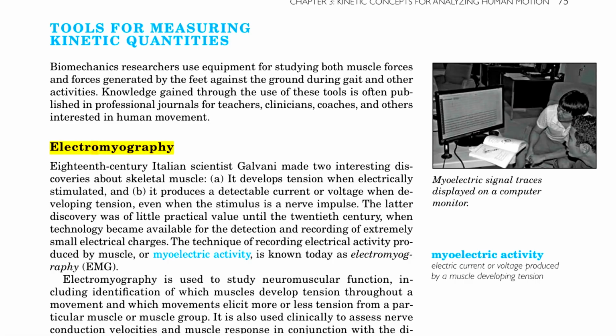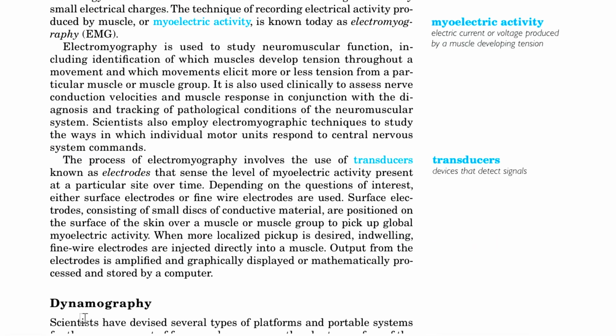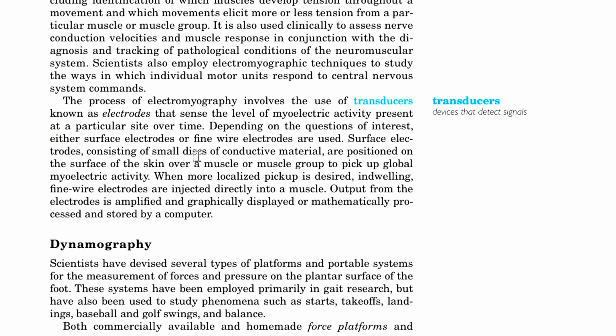Now the type of electrodes, there are two types. I can just pull it down so you can see here. Okay, here it is written. There are two types of electrodes: surface electrodes, and the second one is fine wire electrodes. Surface electrodes are small discs placed on the skin. They pick up activity of the whole muscle group. Okay, so that means they are going to pick the activity of the complete muscles of that area.